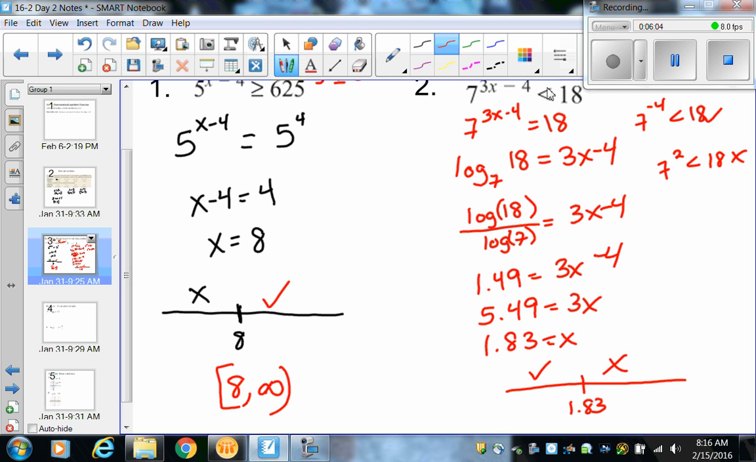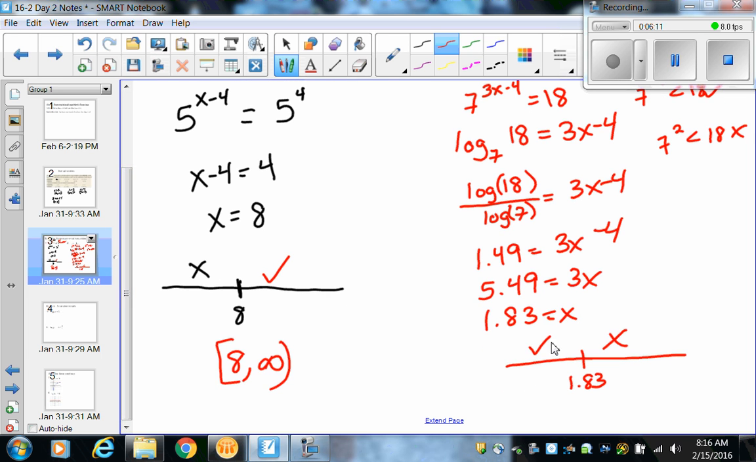And if you notice on the original problem, there's not an equal sign here, which means my answer is on the left side now. So I'm going to start at negative infinity and end at the 1.83. And there's not an equal in the original, so there's not going to be any equals down here, especially since you have an infinity. So this would be your final answer.